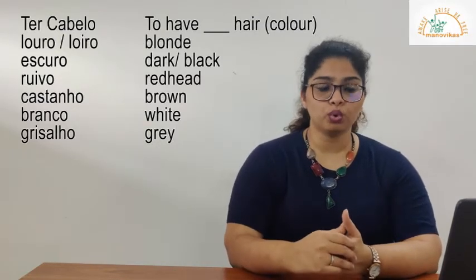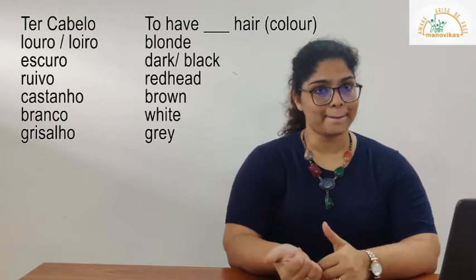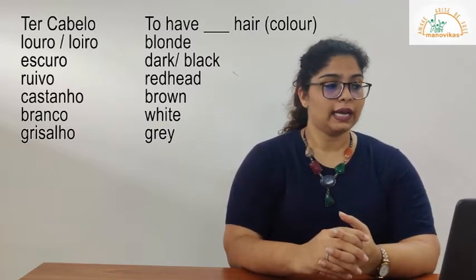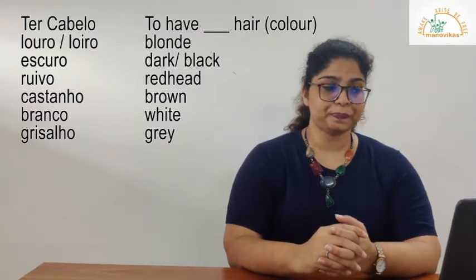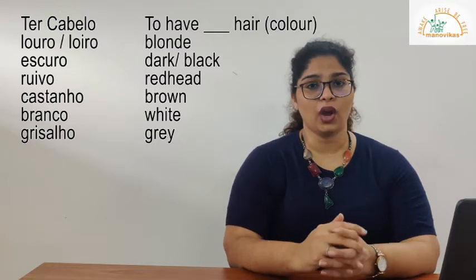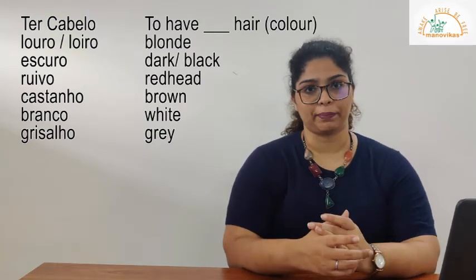Escuro here is dark or black. Then ruivo is a redhead. Castanho is brown. Branco is white. And grisalho is grey, or what we call nowadays salt and pepper.